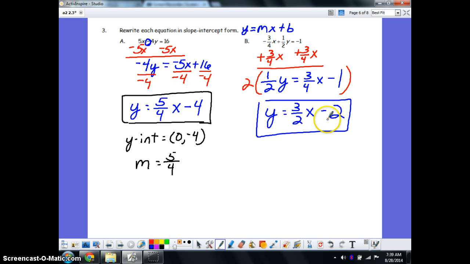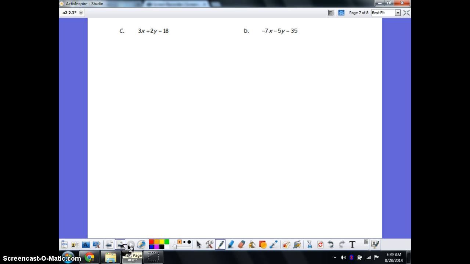Quick glance at this line. The y-intercept is the point (0, negative 2). Slope is 3/2. In this next one, once again, we want to move the 3x first by subtracting it. And when we subtract that, they cancel here. We're left with positive 2y on the left side, and on the right side we have negative 3x plus 18.